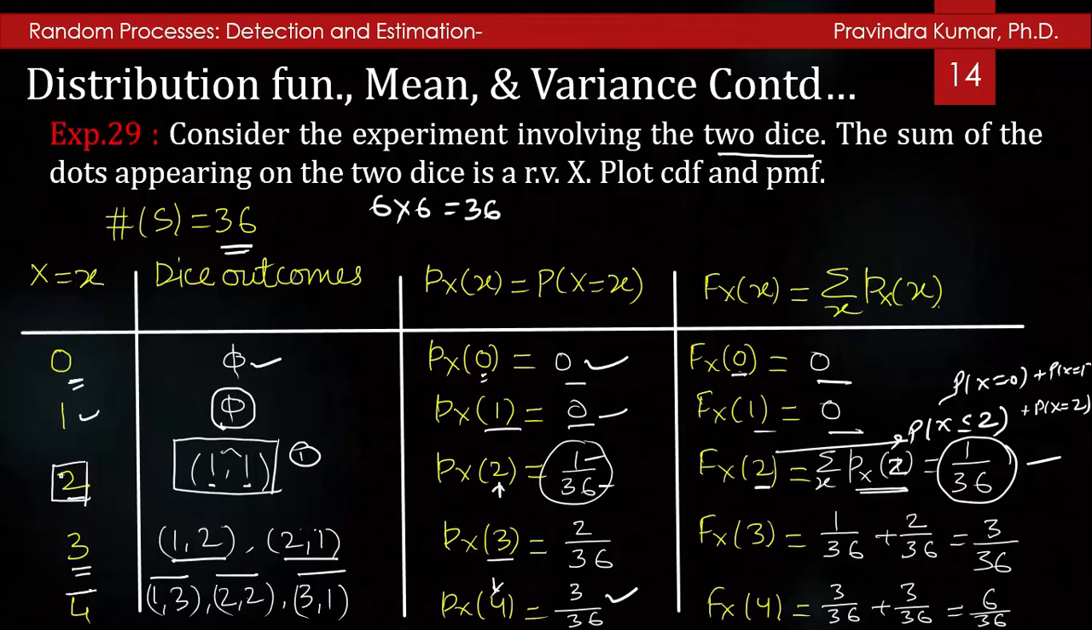And the CDF at x is equal to 3 is the summation of all previous up to x is equal to 3. So it is 1 by 36 plus 2 by 36 at point 3. So 1 by 36 plus 2 by 36 is 3 by 36. This is the CDF at x is equal to 3. And the CDF at x is equal to 4 will be 3 by 36 plus 3 by 36, so it is 6 by 36.